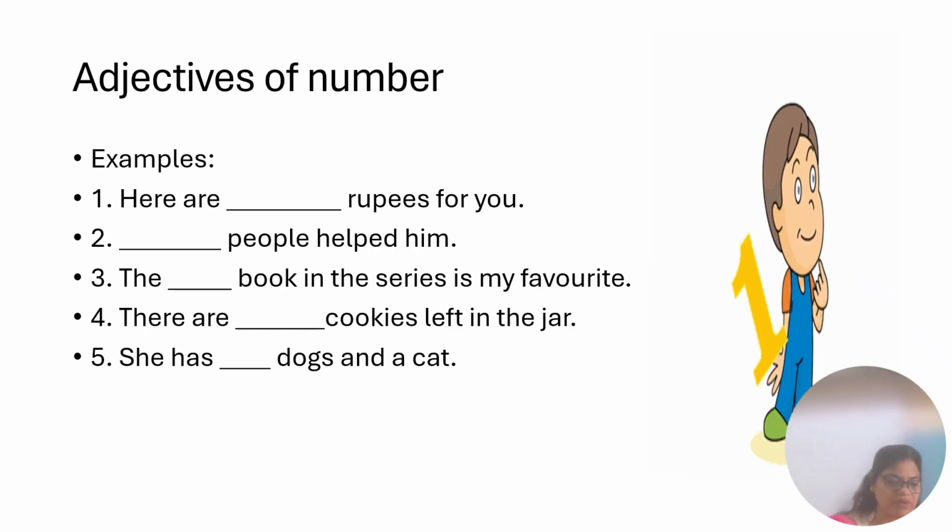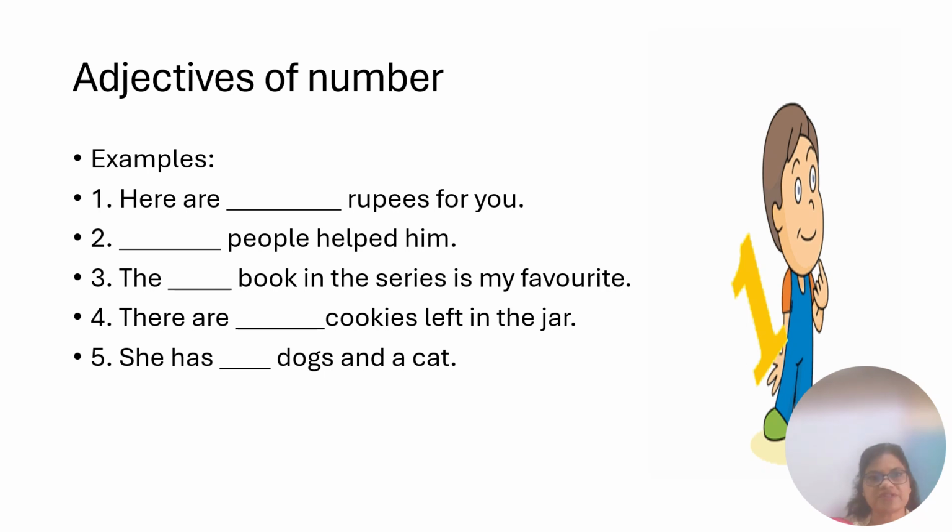Adjectives of number. Adjectives of number always indicates the figures, okay, numbers. Like here are 10 rupees for you or 20 rupees for you. Your answer may vary in these blanks also. Dash people helped him. Some people helped him. Several people helped him. You can write.